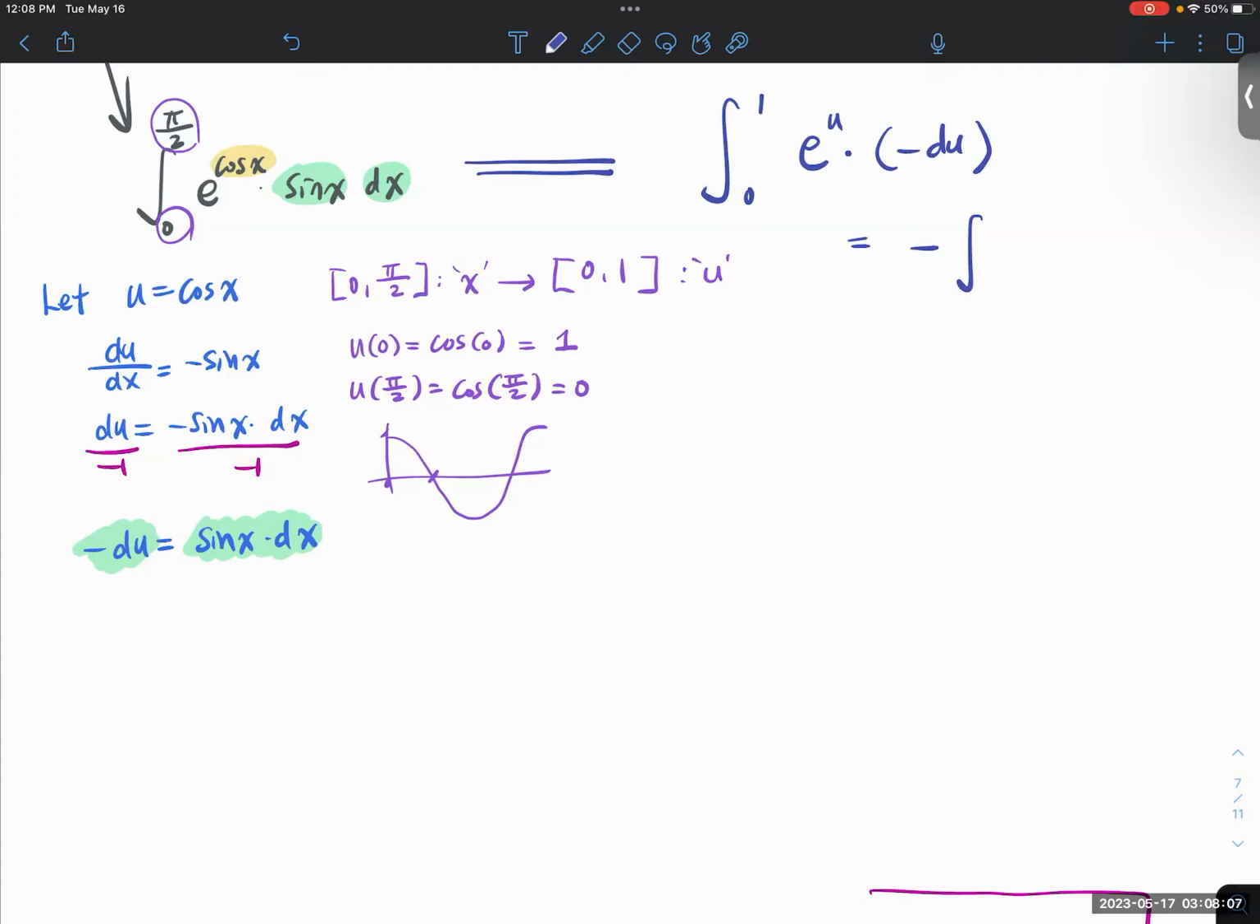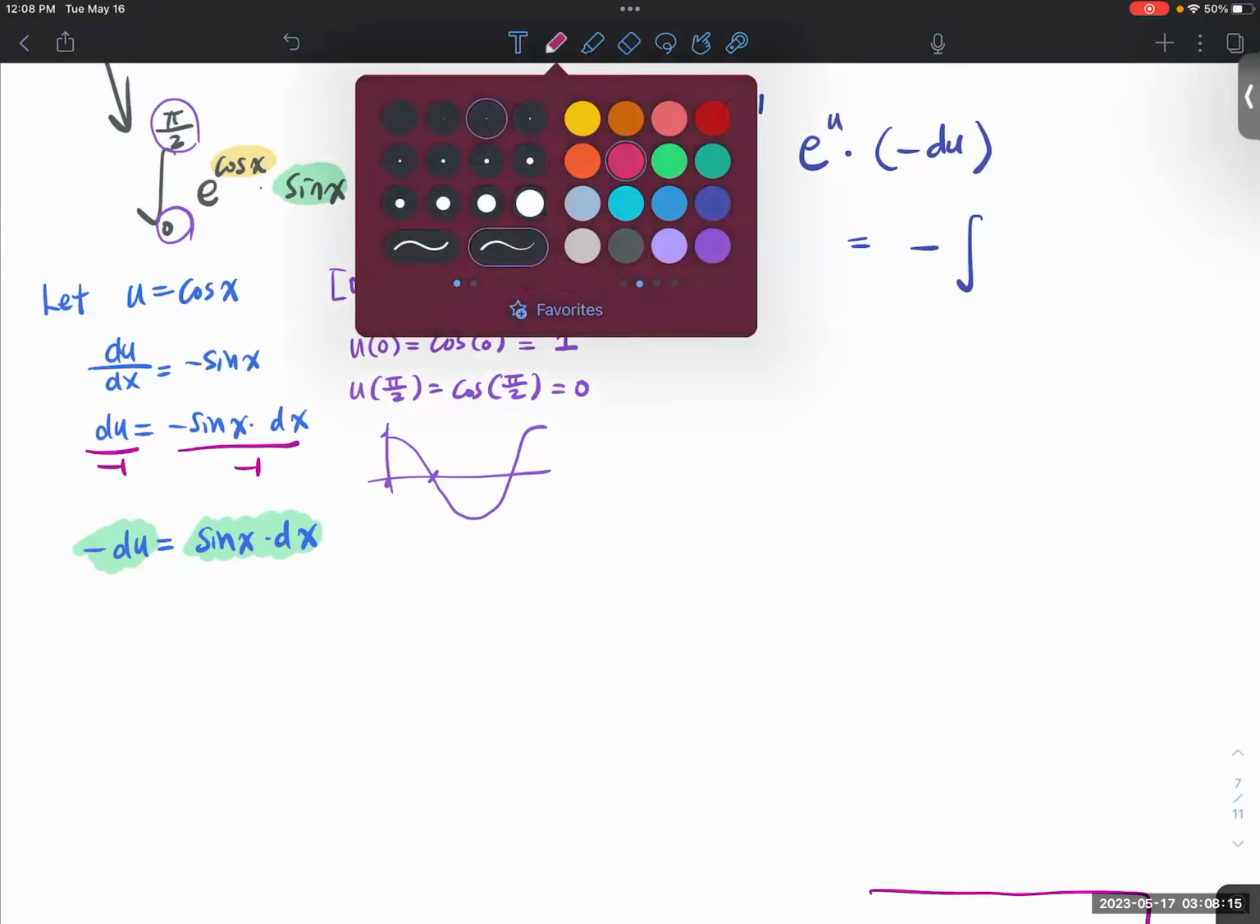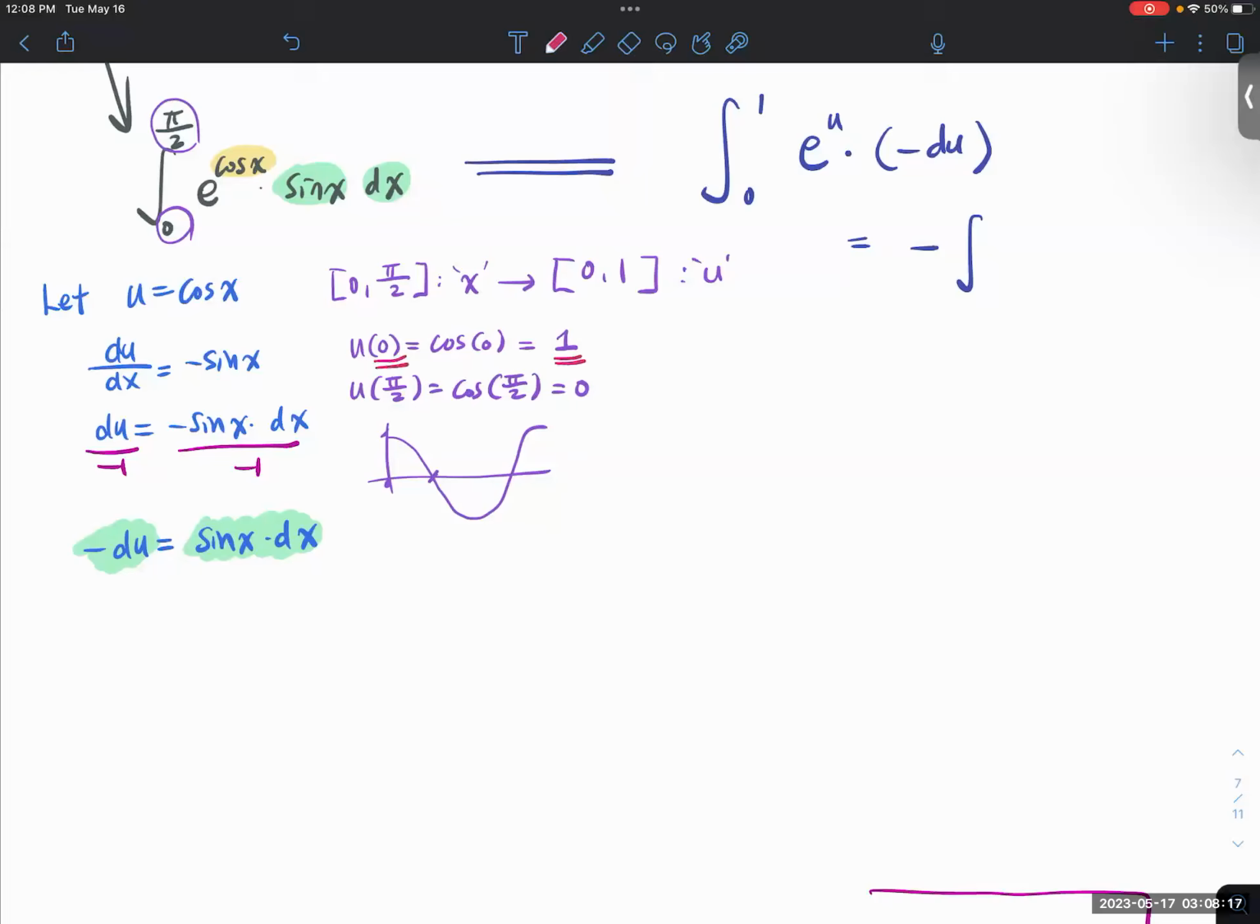I have a little bit of a question mark here. You have to think about it. One second. 0 becomes 1 and pi over 2 becomes 0. So let me just rewrite it. 0 becomes 1, pi over 2 becomes 0. So it says 0 to pi over 2, but if you make the order correctly, it's 1 to 0, isn't it? Am I right? And then this does not make sense, right?